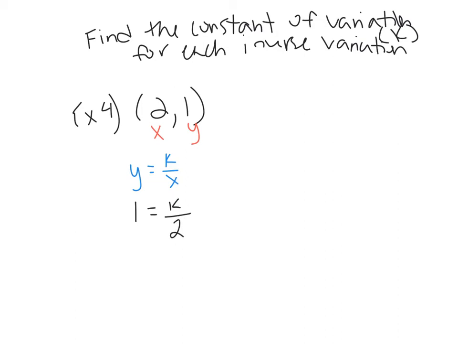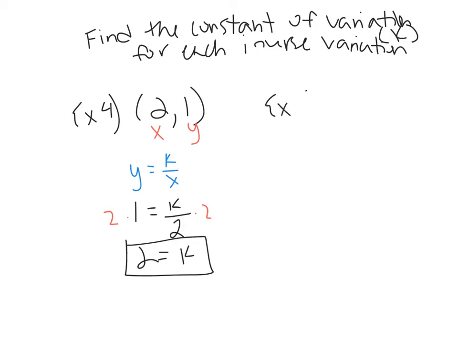Well, how do we find k? This is just a linear equation now. To isolate the k, I need to get the 2 out of the denominator. That means I need to multiply both sides by 2. So here, k equals 2. How can I verify this? If I plug it into my inverse variation, my k value is 2 divided by 2, do I get 1? Yes, I do.